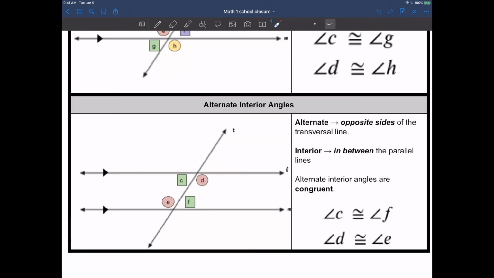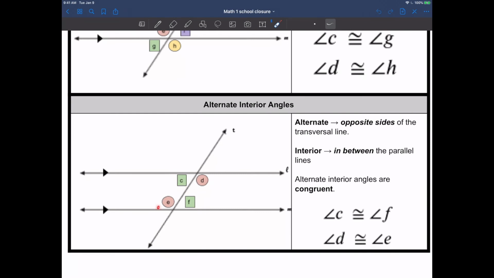Alternate interior angles. When we say alternate in this situation, we're talking about opposite sides of the transversal line. That means one angle is on the left side, the other angle is on the right side of the transversal. Interior means in between the two parallel lines. So angle C and angle F are alternate interior angles. One is on the left side, the other is on the right side, and they're both interior.